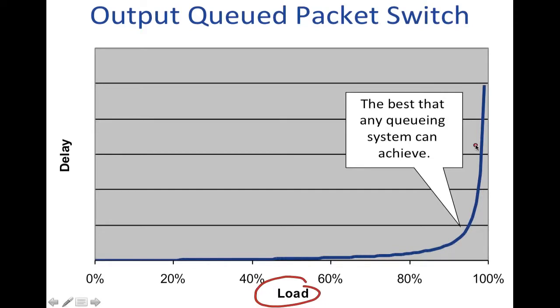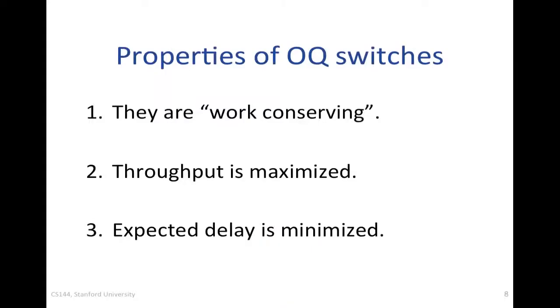This corresponds to a system in which, as the load approaches 100%, the average delay increases and is asymptotic to 100%. In fact, this is what we will see with an output queued switch. An output queued switch is perfect in the sense that you can't achieve a higher throughput, or a lower average delay. Let's take a look at the main properties of output queued switches.